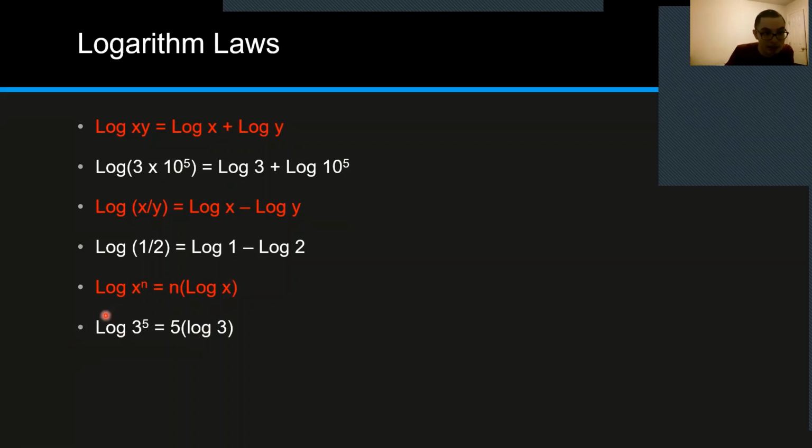And then this last law here has to do with exponents. If we have log of x to the n, we can pull out this exponent and make it into a multiplication question, basically. So if we have log of 3 to the 5th power, we can pull out the 5 from the exponent and just do log of 3 multiplied by 5.